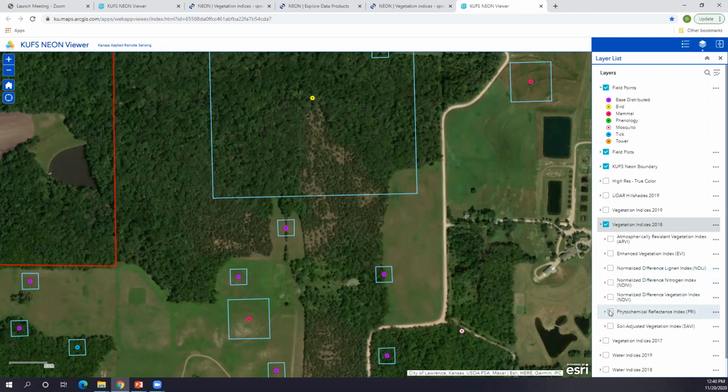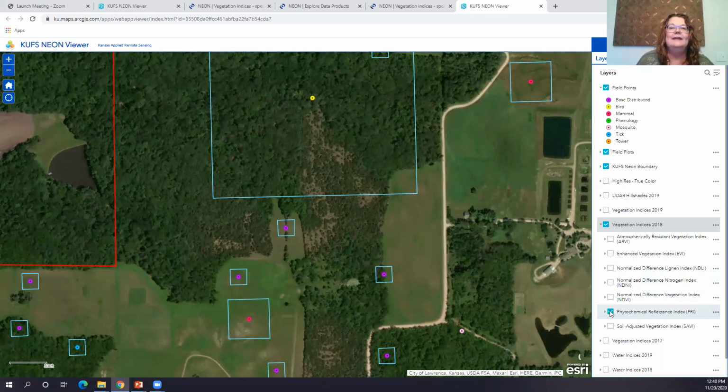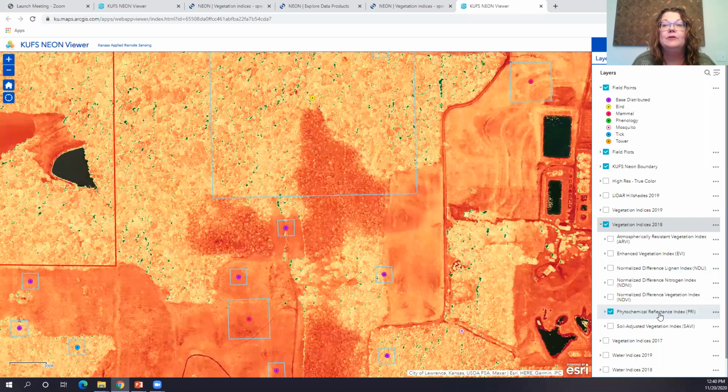Oh, okay. Thank you, David. And here we have photochemical reflectance index, which is basically looking at xanthophyll pigments in live foliage. And it can be indicative of light use efficiency and the rate of CO2 uptake by foliage. And some of the studies I found were using this to study vegetation productivity and stress and to assess overall ecosystem health.